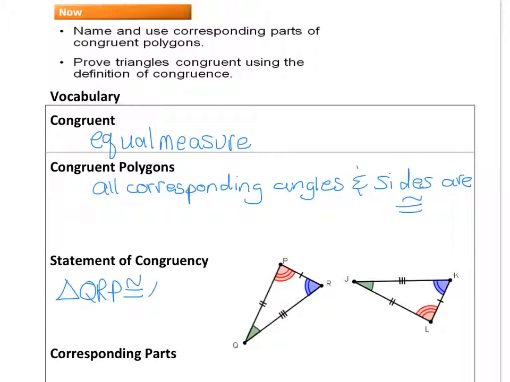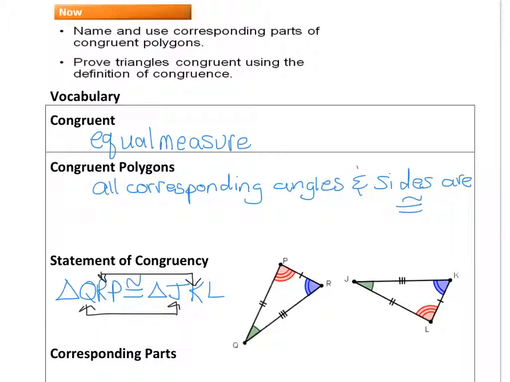And now the order is important. I have to put the next triangle vertices in a certain order, and it has to match this order here. So Q is the single arc, so J has to be in the first position. R is the double arc here on the angle, so I have to put K in the corresponding position. And finally, P is the triple arc, so I'm going to have to put L in that position. And you can see each pair is in corresponding order.